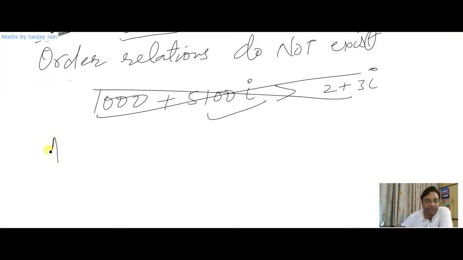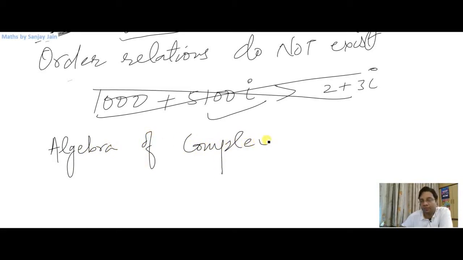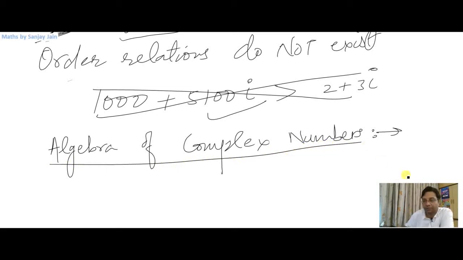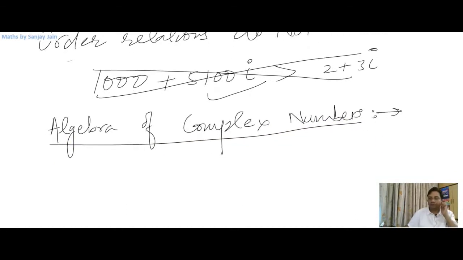Now the next topic is algebra of complex numbers. In this topic we will discuss addition of two complex numbers, subtraction of two complex numbers, multiplication of two complex numbers, etc.